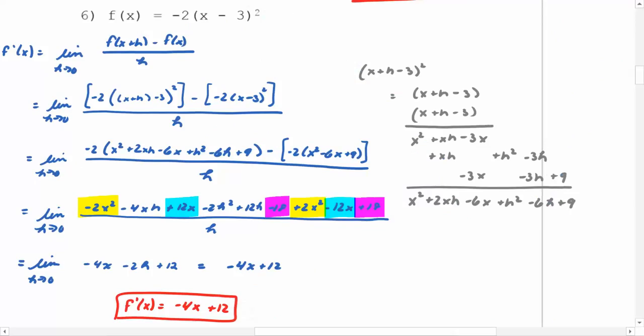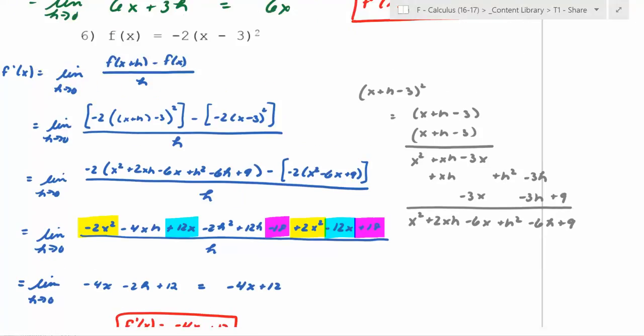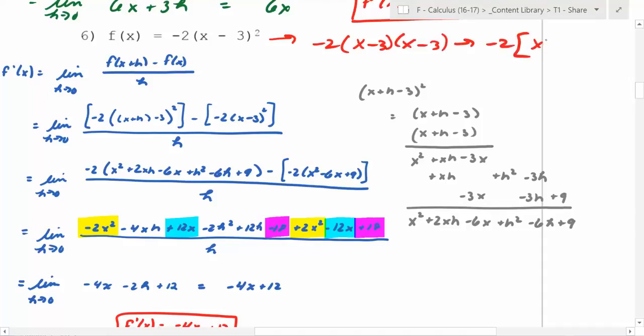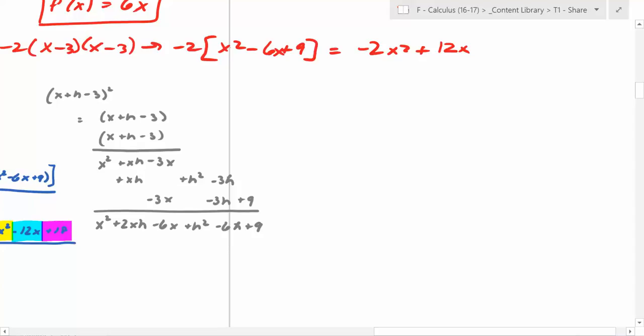If you wanted to do this one quickly, what's the quick method? What would you have to do first before you could do the quick method? It is already factored, so you'd have to multiply it out. So if we use the quick method that I hinted at, that we haven't proven yet, we'd multiply this out. That would be negative 2 times x minus 3 times x minus 3, right? What is that? Negative 2 times x squared minus 6x plus 9. And that's equal to negative 2x squared plus 12x minus 18, right?